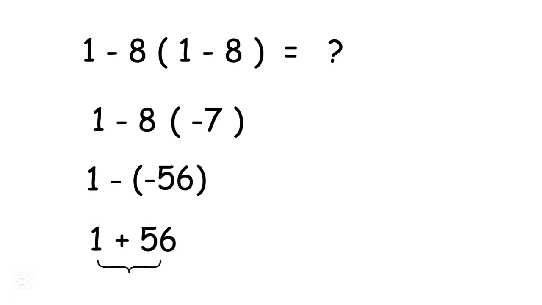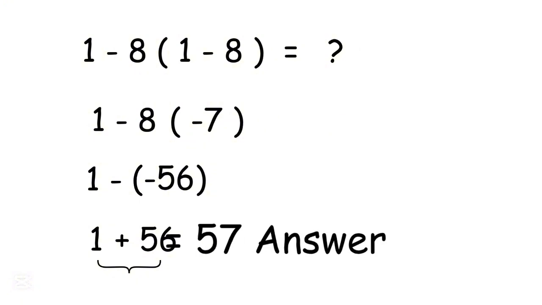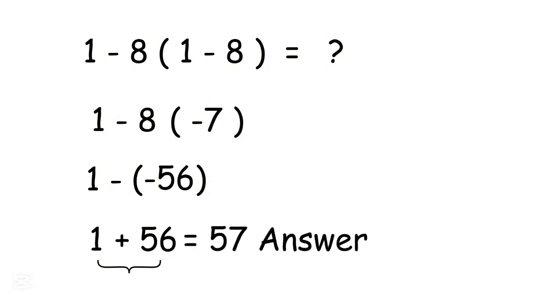And lastly here, 1 plus 56 gives us 57. 57 is our answer to this problem. So 1 minus 8 parentheses 1 minus 8 equals 57.